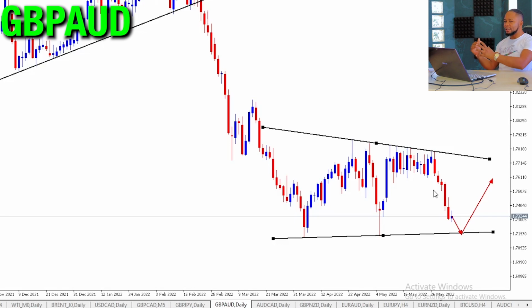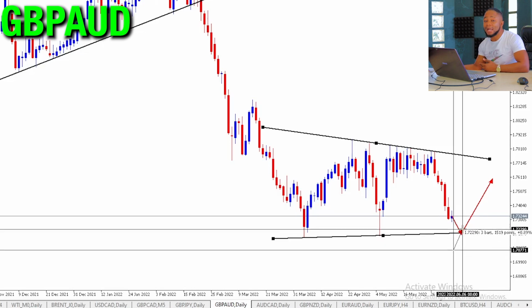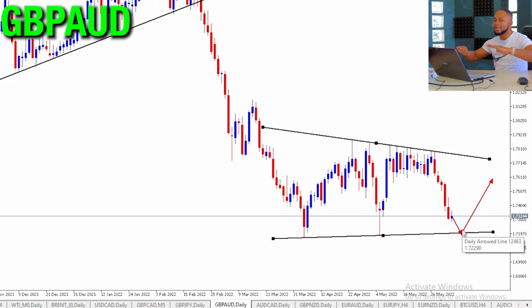If the market has gone in my favor for 2R, which is going to be 100 pips, I remove my stop loss from the stop loss level and I put it at break even. Now it's a risk-free trade.